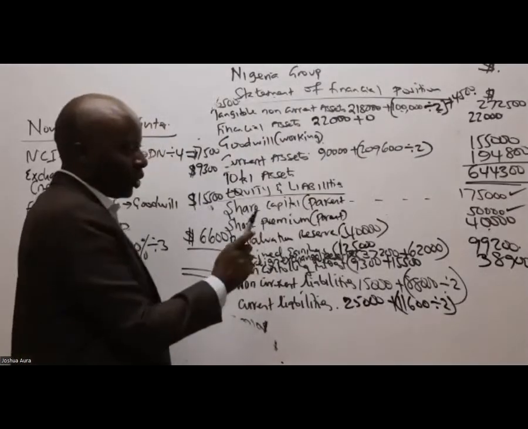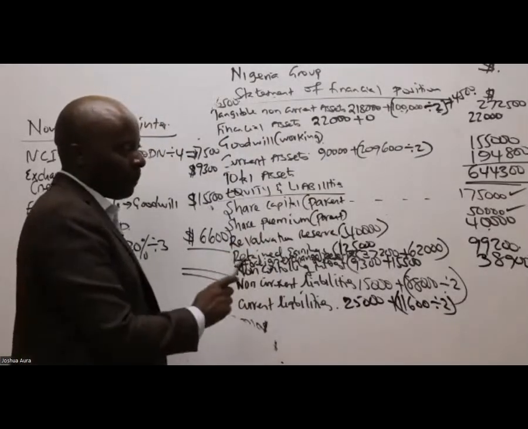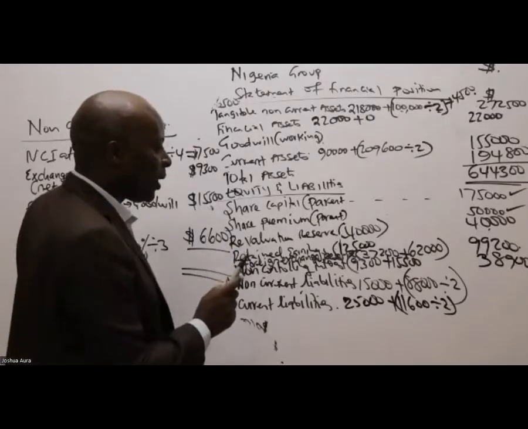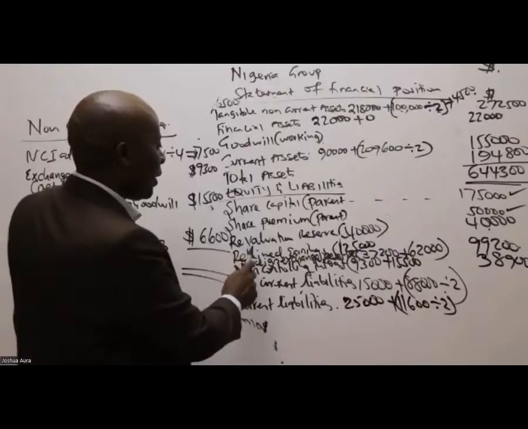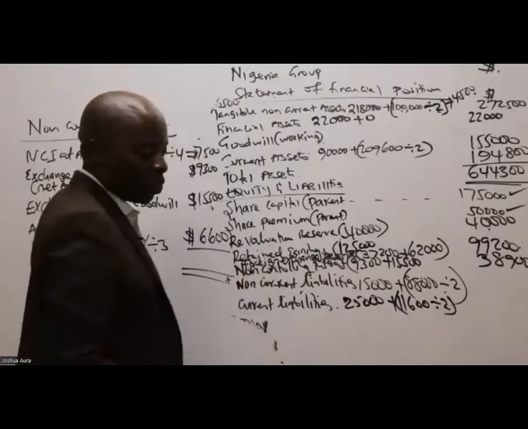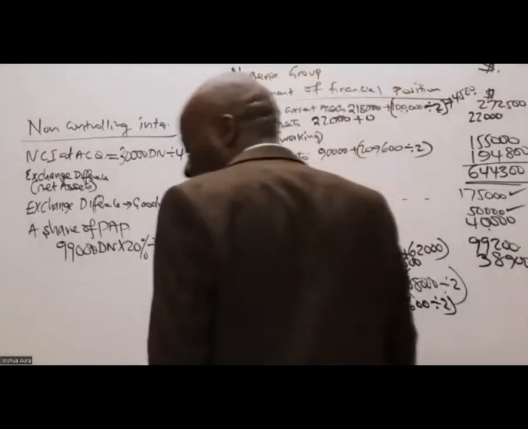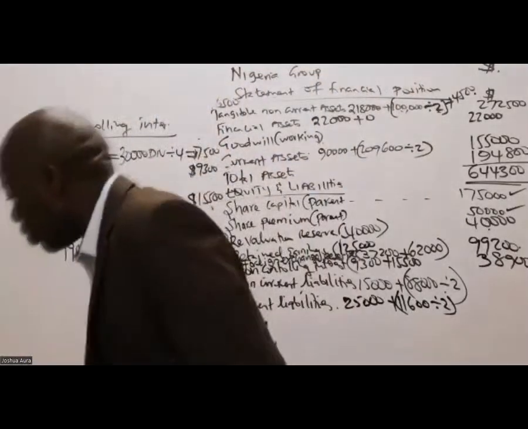capital. This is permanent source of capital. Now from there, the last one that you're supposed to pick is the retained earnings, group retained earnings. So group retained earnings, what do we have there?